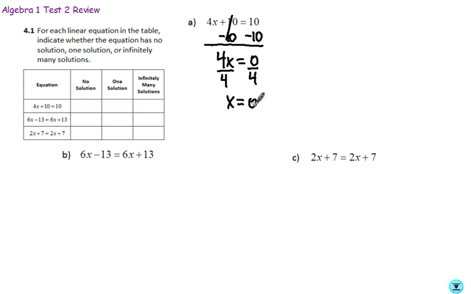So sometimes students think they made a mistake when they get 0 as an answer, but 0 is a number just like anybody else, so there's nothing wrong with that.